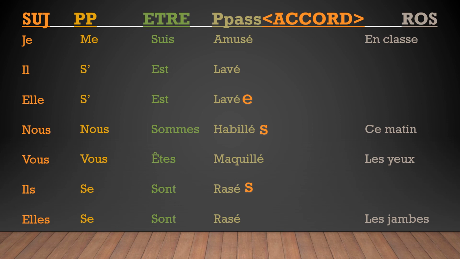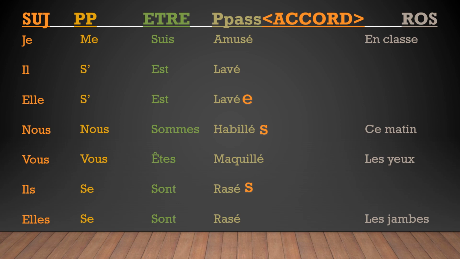Last one. Elles se sont rasées les jambes. Les jambes or se? Les jambes meaning legs. Which one got shaved? Les jambes is what got shaved, which means I don't need agreement. Elles se sont rasées les jambes. Even though it's plural, even though it's feminine, les jambes is my direct object, so I don't need to add agreement.